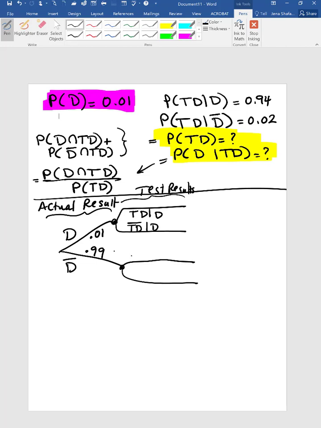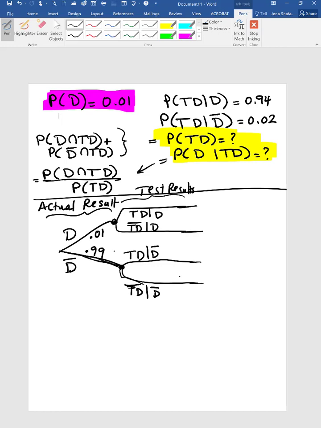And over here, the same thing. This is the test says the item is defective, or the test says the item is not defective. But this is given that the item in fact is not defective, because these branches right here stem off of this one, which shows the item is not defective. Okay, so these probabilities we do have.